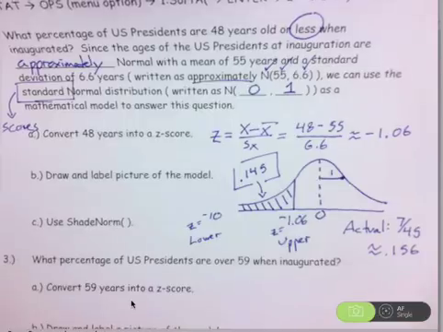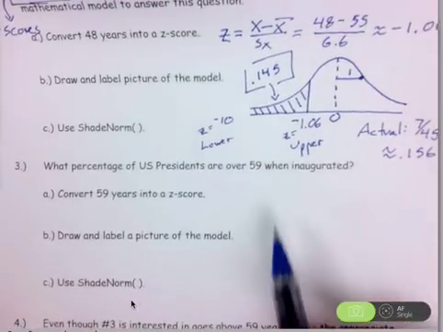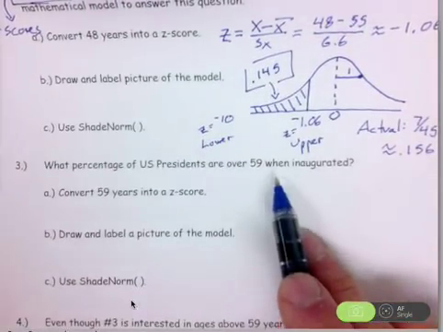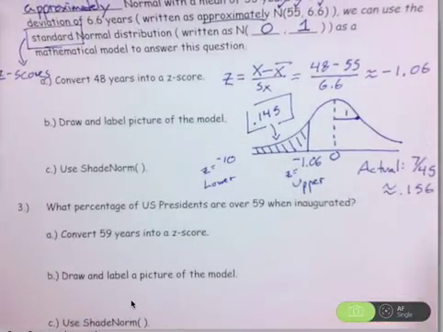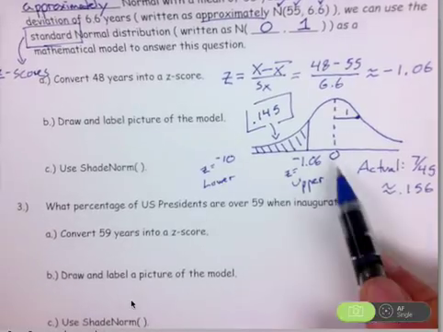In the next video, we're going to look at the percentage of presidents that are over 59 when they're inaugurated. We'll do questions 3 and 4 and 5 next to give you a little bit more practice with the shade norm command and with showing your work.